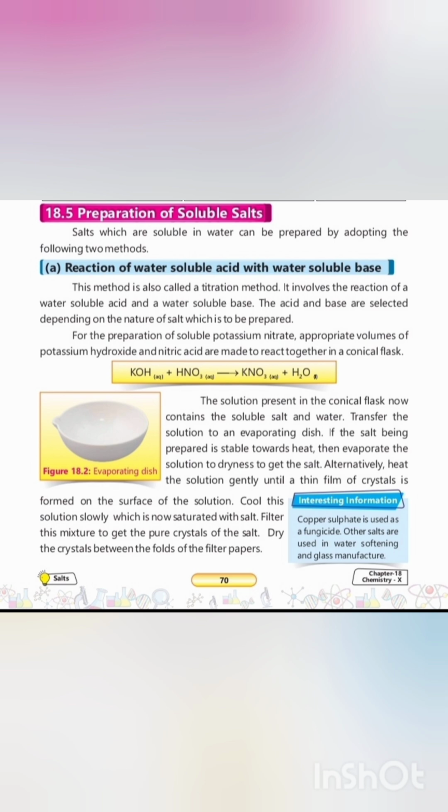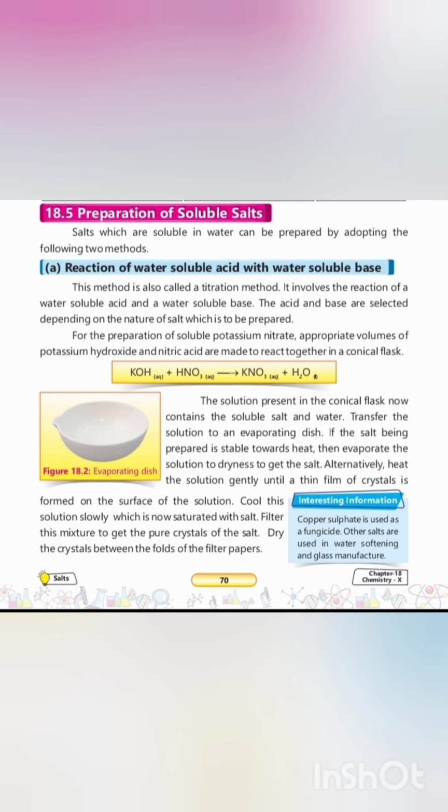First step is isolating the solid salt. Once the reaction in the conical flask is complete, you are left with an aqueous salt solution. To obtain the pure solid salt, use one of the thermal techniques, which is evaporation to dryness. If the prepared salt is highly stable towards heat and not decomposed, the solution can be heated in an evaporating dish until all the water has completely boiled off, leaving the dry salt behind.